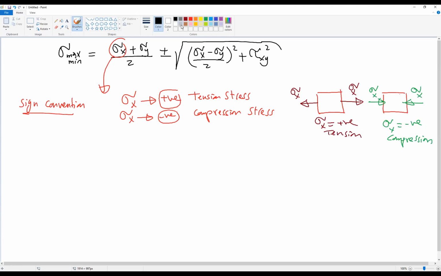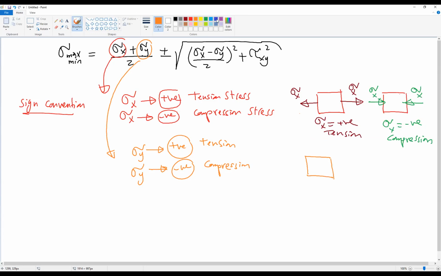For sigma y, it is similar to sigma x but in y direction. Sigma y may be positive or negative: positive in tension and negative in compression. If this is the element and this is the direction of sigma y, sigma y is pulling the element, so sigma y is positive. In the other case, if sigma y is pushing the element, sigma y is negative.